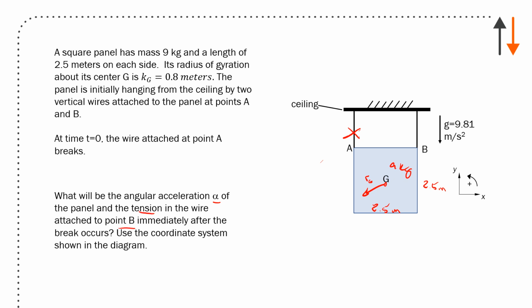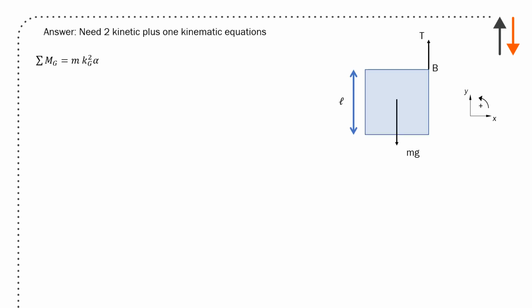Use the coordinate system shown in the diagram, and here's your coordinate system. X is positive to the right, Y is positive up, and counterclockwise is the standard direction. Gravity is given to you in this, and here's your ceiling. So everything's pretty much a standard sort of setup.